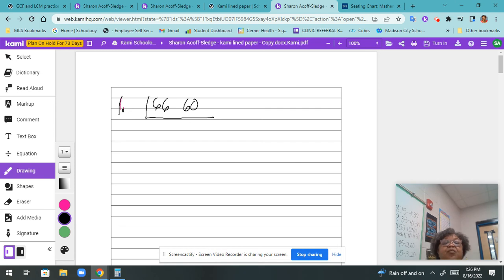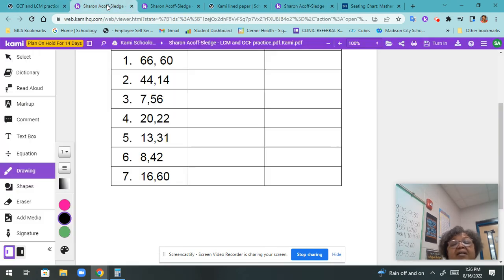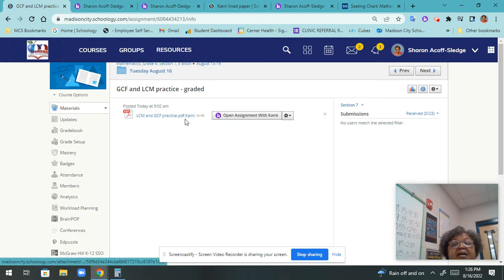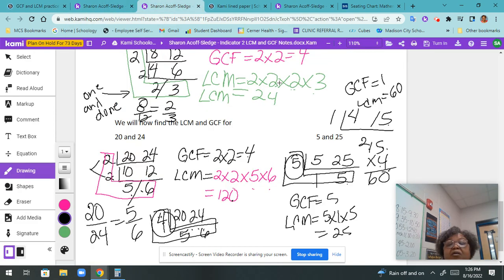Now let's do our first problem. These practice problems, if you want to go home and practice on your own, they are in Schoology right here where it says LCM and GCF practice. I did say graded, but I'm going to work these. It's not going to be graded because I'm working them.